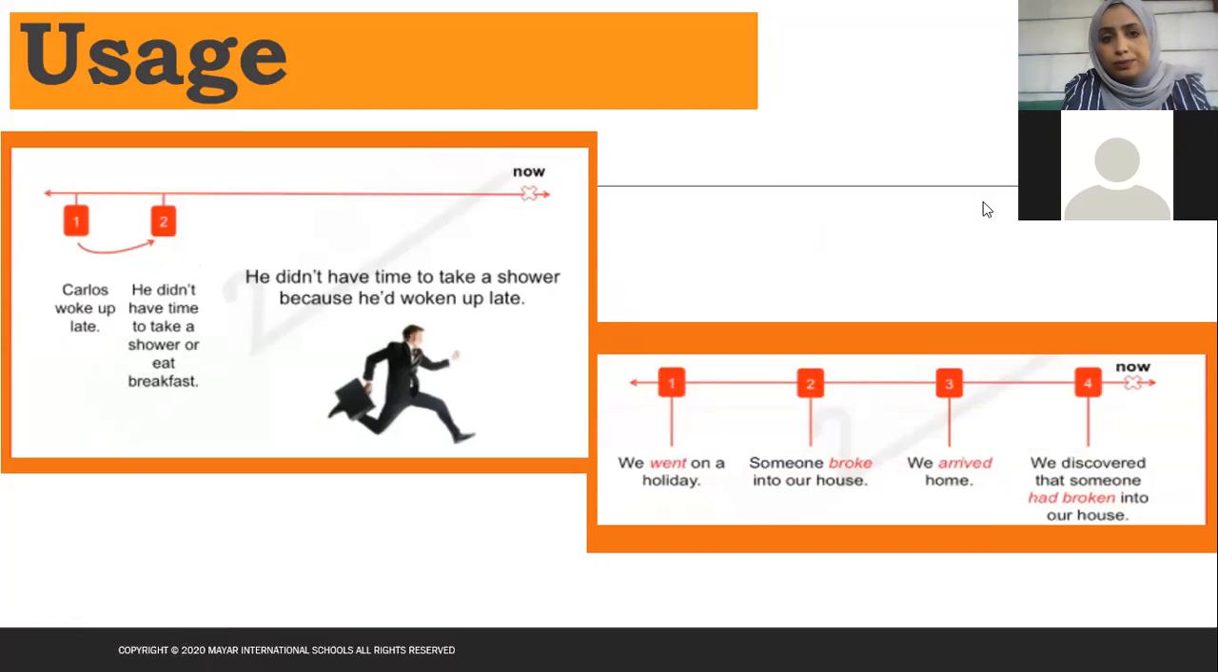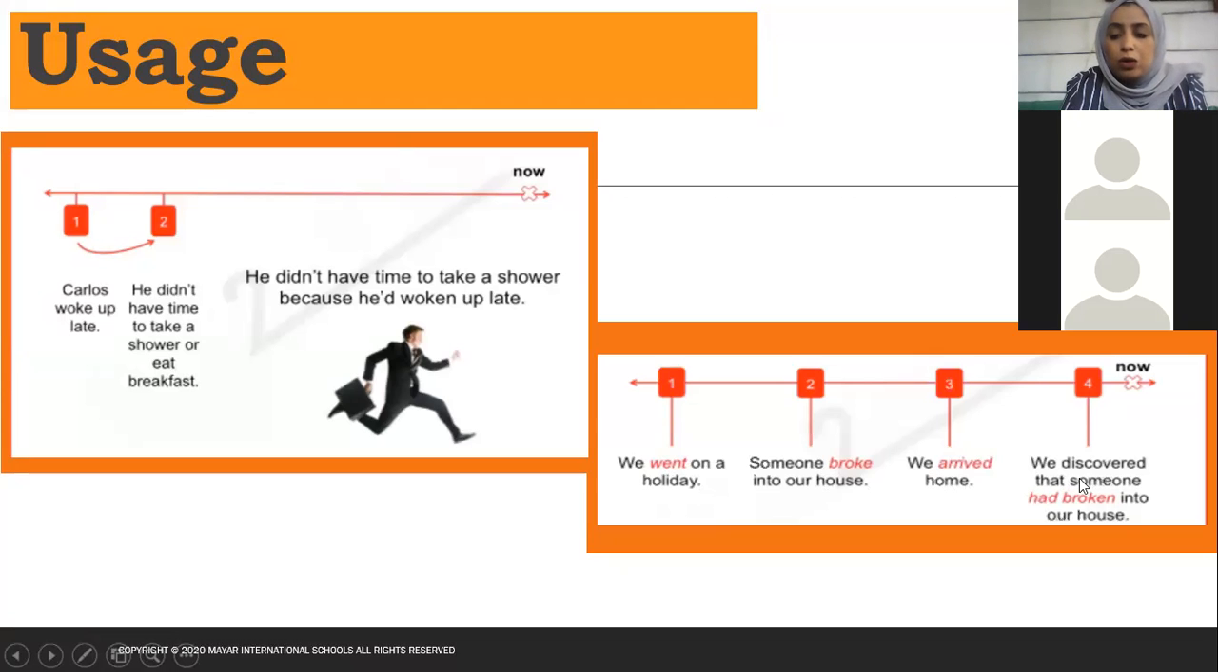Another example. So we went on a holiday. Someone broke into our house. We arrived. We discovered that someone had broken into our house.